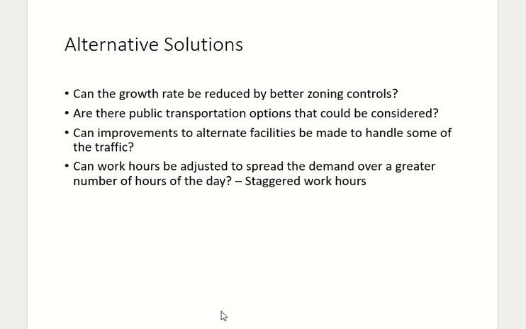You can control the development in the area, control high-rise buildings, control the commercial buildings, and so on and so forth. This is called zoning control. So you can control the traffic coming to this area. Another thing you can do is increase public transport, provide better buses, more routes, and so on and so forth. So people will not use cars, they will use buses, and traffic will be less.